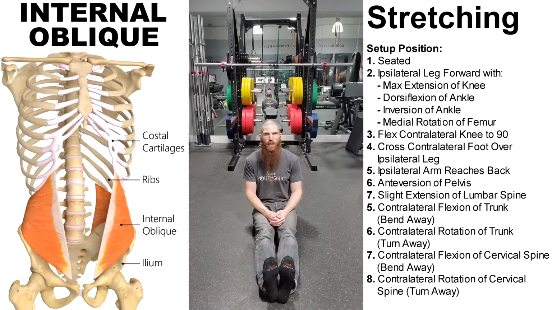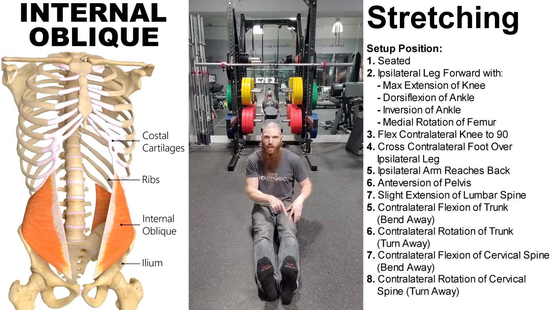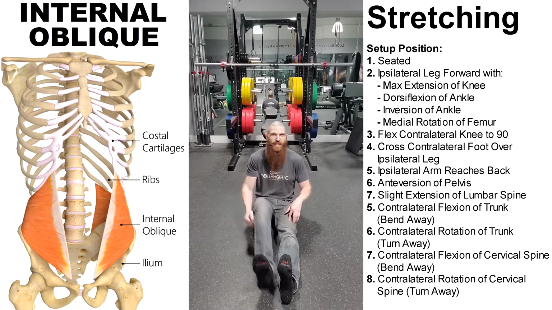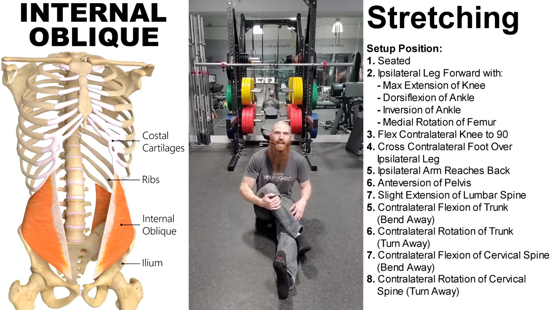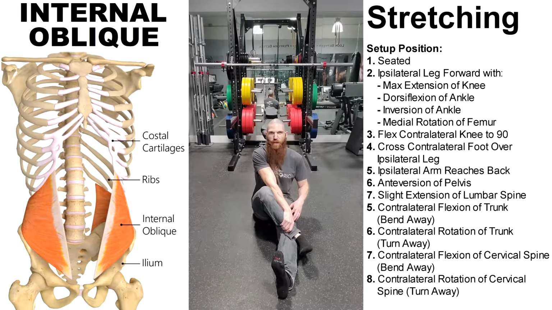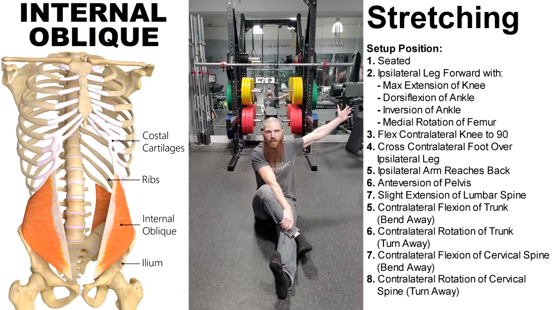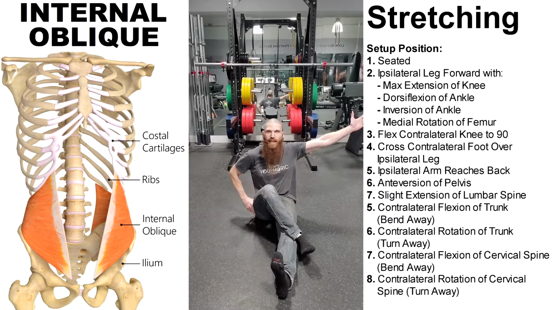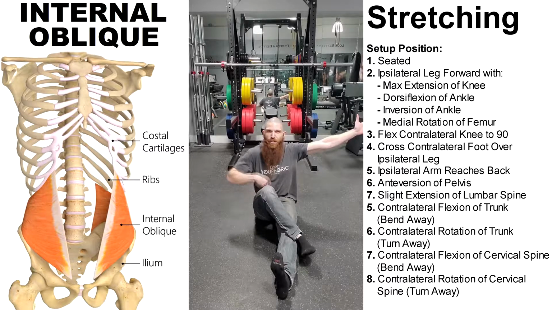For the internal oblique stretch, we're going to be in a seated position, and we want to take the ipsilateral leg, or the leg of the same side that we're stretching, and we want to project it forward. We're going to straighten out the knee, go into dorsiflexion of ankle, inversion of ankle, and medial rotation of femur. With the opposite leg, the contralateral leg, we're going to flex the knee to 90 degrees, place it over the leg. Then, what we want to do is we're going to take the ipsilateral shoulder, and we're going to project it posteriorly. At the spine, we're going into anteversion of the pelvis, and a slight extension of the lumbar spine.